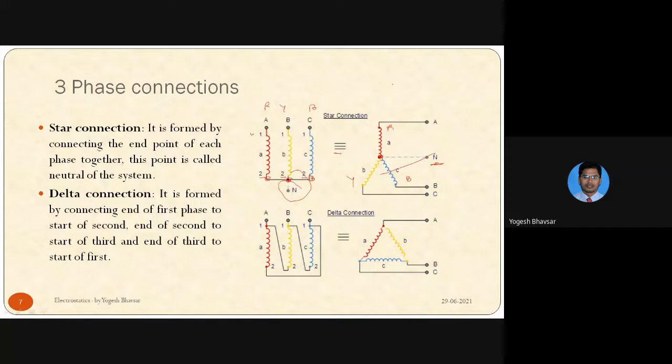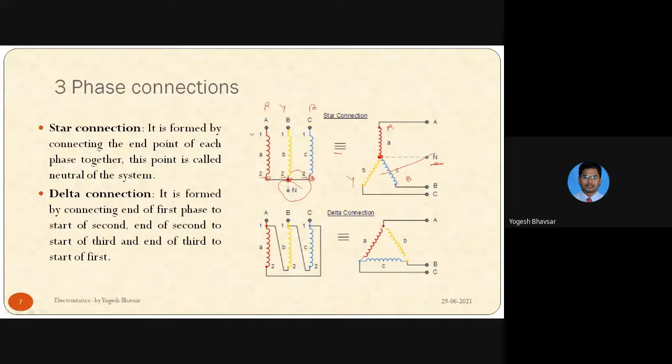Right. So this is the star connection. Now the delta connection, you know the Greek word delta. This connection looks like that Greek word delta, hence it is called the delta connection. Now look at that, how it is formed.